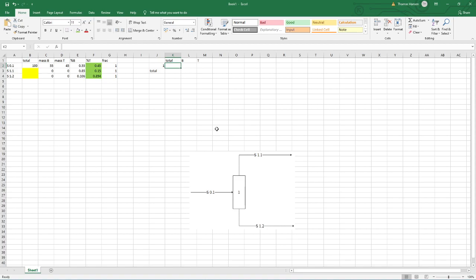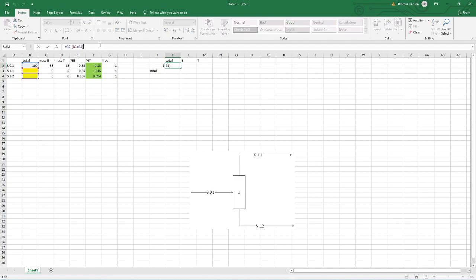Now, if we start out with our total mass, we look at our drawing and we say, well, what enters our first unit operation? That would be S01, so the total mass of S01 enters, and then we subtract the streams that exit. So in this case, that would be 1,1 exits plus 1,2 exits. Fairly simple balance. So now we have what enters minus what exits, and that should hopefully give 0 when we solve it.